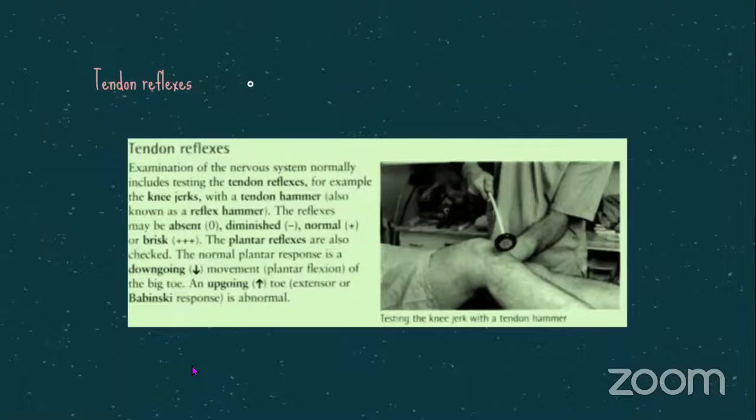Okay, thank you. So we have tendon reflexes. Examination of the nervous system normally includes testing the tendon reflexes. For example, the knee jerk with a tendon hammer, also known as a reflex hammer. The reflexes may be absent, diminished, normal, or brisk. The plantar reflexes are also checked. The normal plantar response is a downgoing movement that is called plantar flexion of the big toe. An upgoing toe is called an extensor or Babinski response and is abnormal.